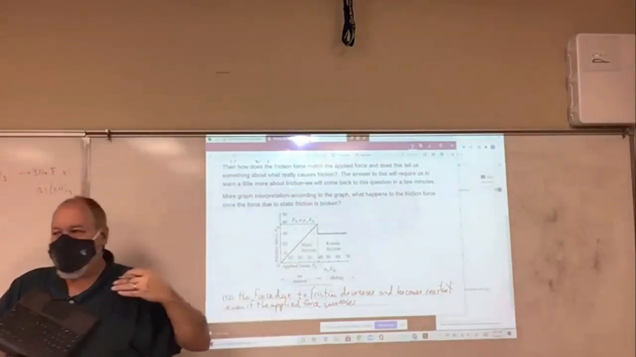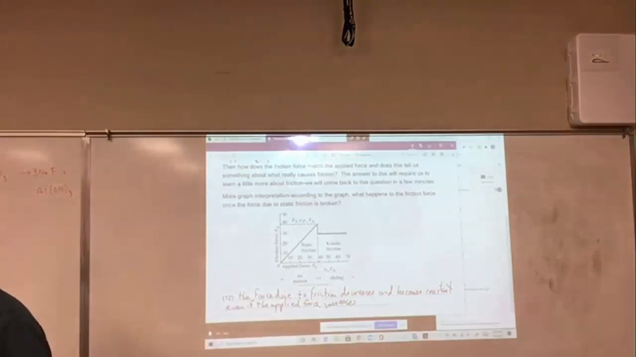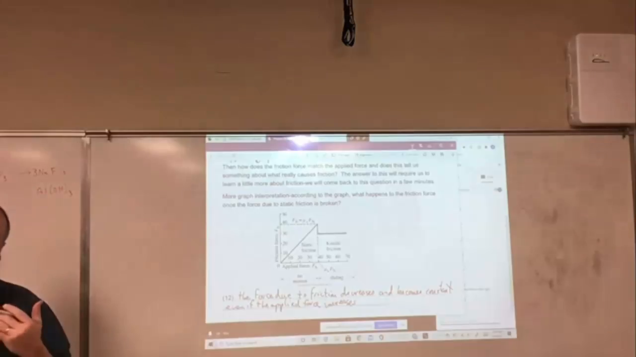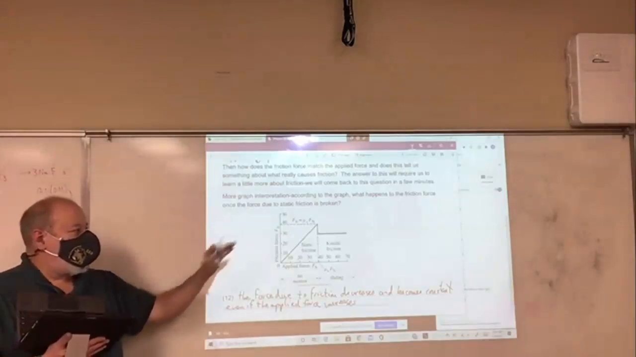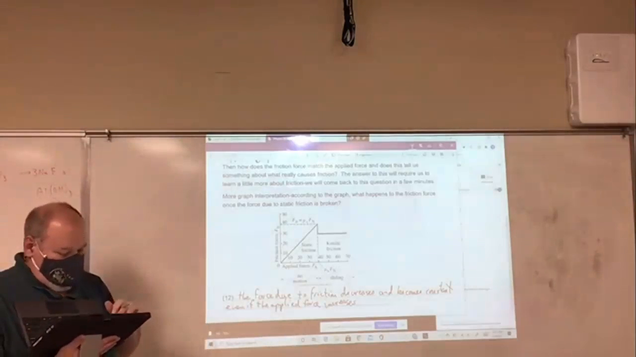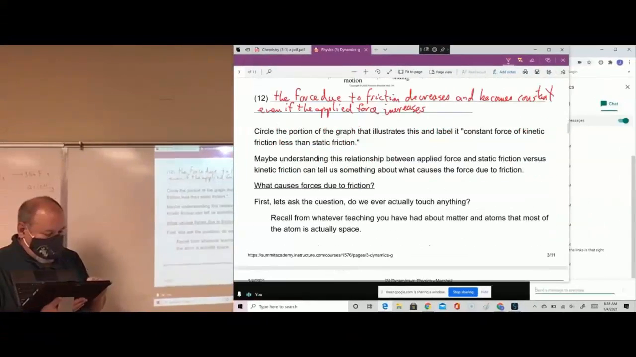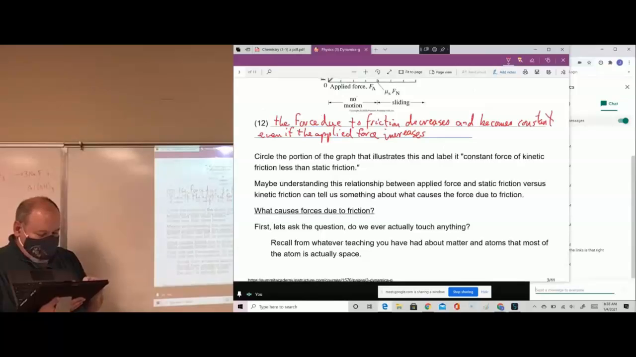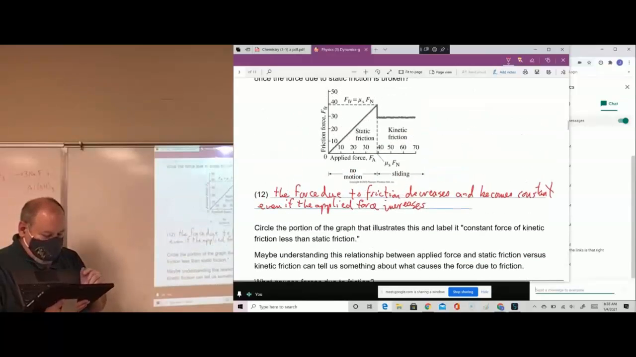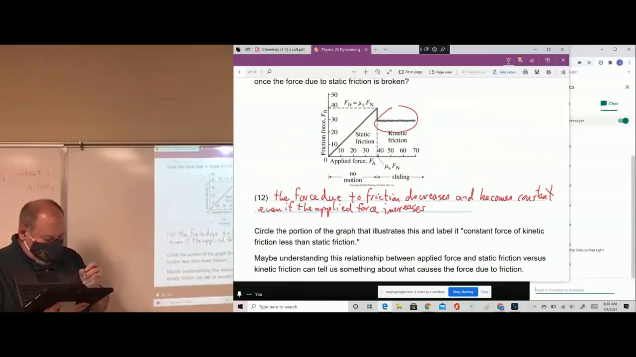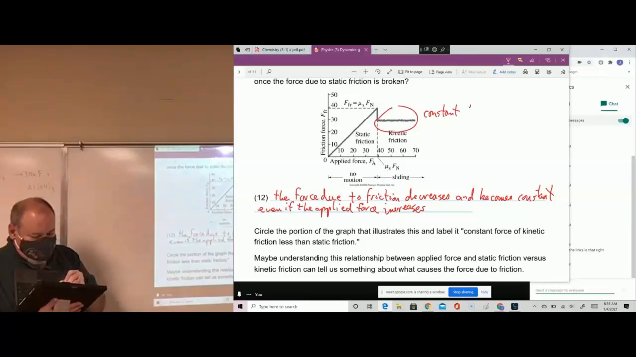Okay, so we've got to create a hypothesis or come up with some mechanism of friction working in this way. How is it going to work this way? And we want to figure that out. So circle the portion of the graph that illustrates that, and then label it with constant force of kinetic friction.